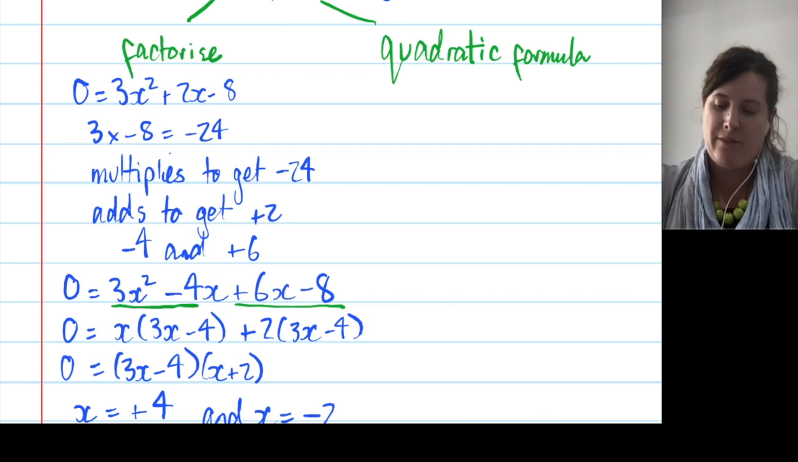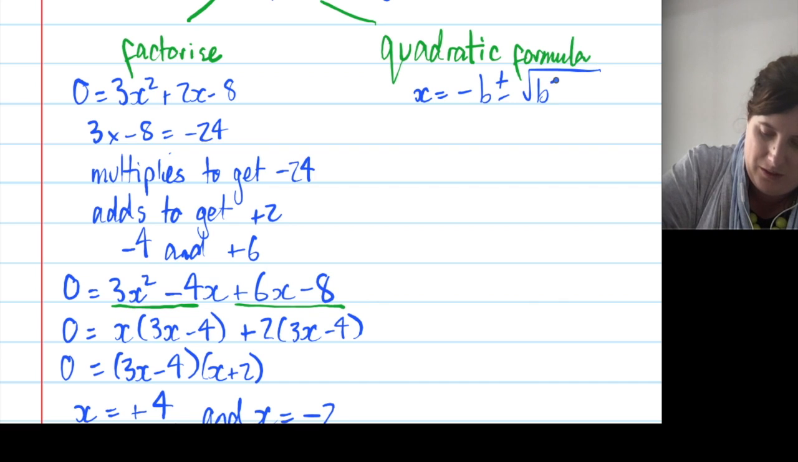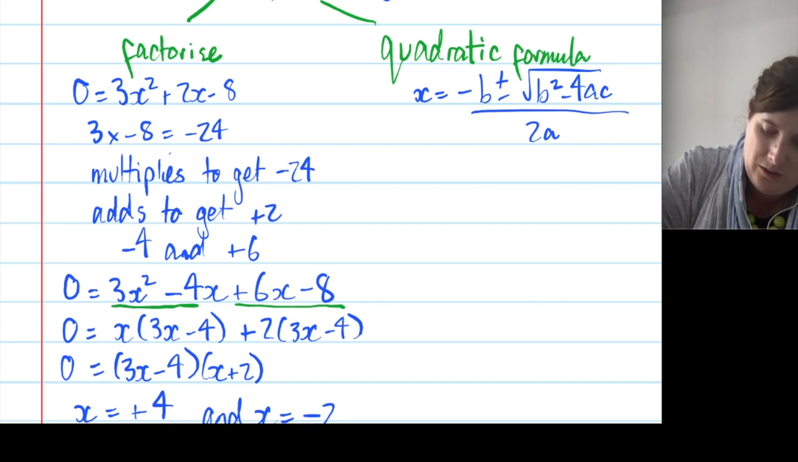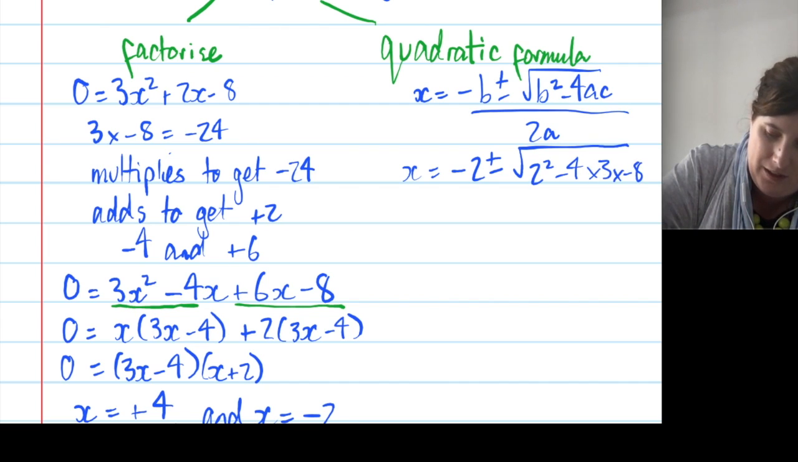Quadratic formula, that might have even been quicker. We've got x equals minus b plus minus the square root of b squared take 4ac, all over 2a. So for this one, x equals minus 2 plus minus the square root of 2 squared take 4 times 3 times negative 8, all over 2 times 3.